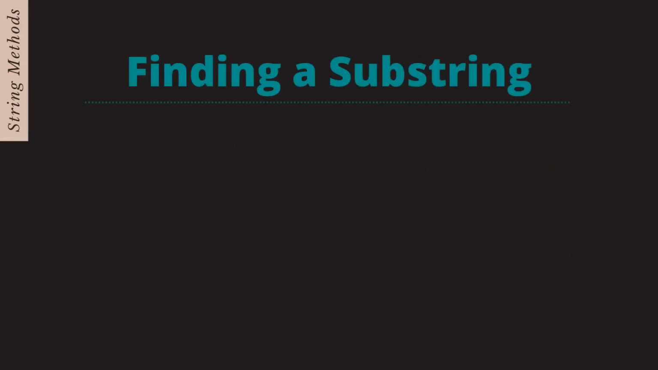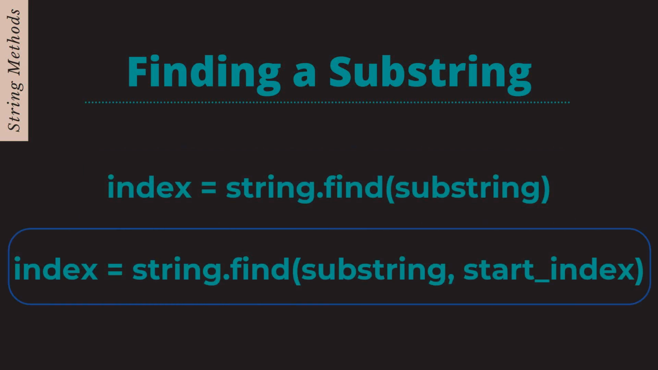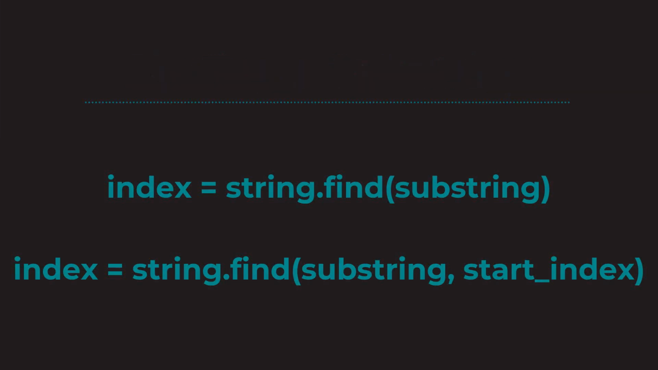Next we have a find method which returns the index of the given substring. This find method can also take a second argument, which is the starting index to start the search operation. This find method returns -1 if the given substring is not present in the original string.